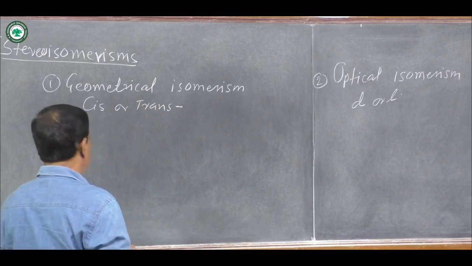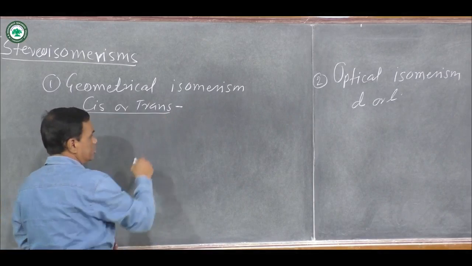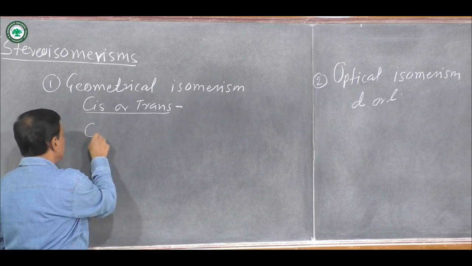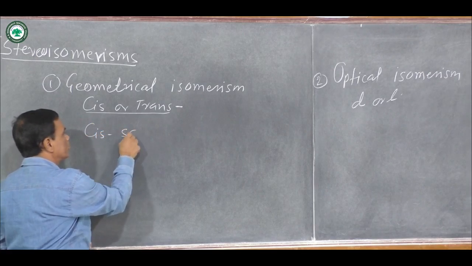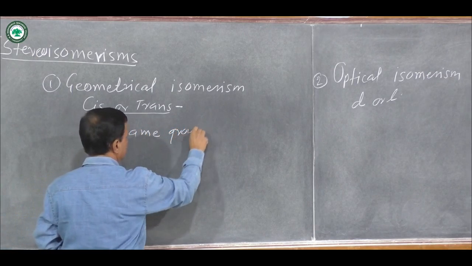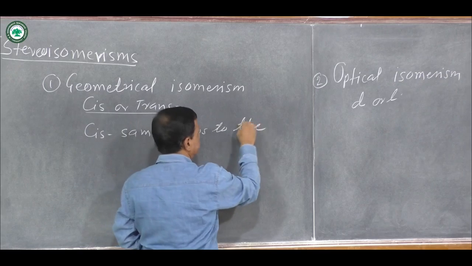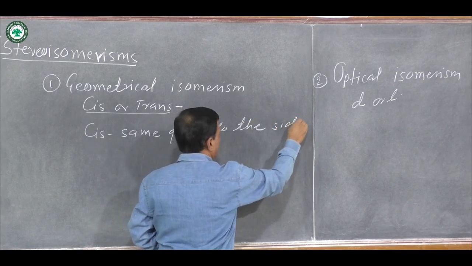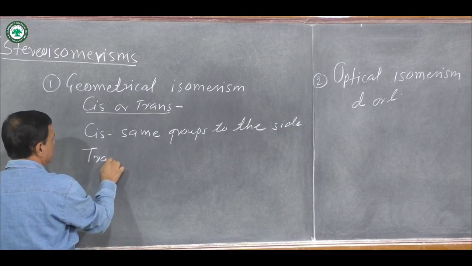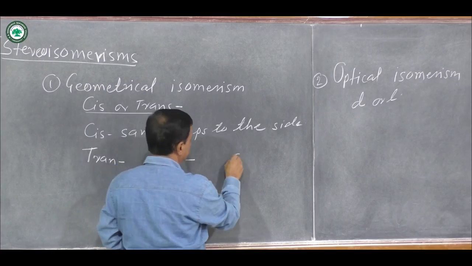Then what is geometrical isomerism? In geometrical isomerism, cis and trans forms are there. You know that cis form means the same groups are on the same side, and trans isomers means the same groups are on the opposite side.